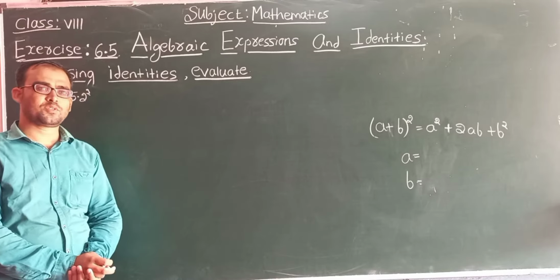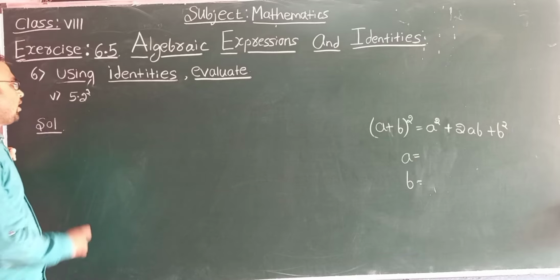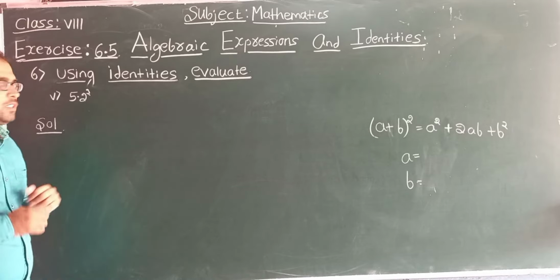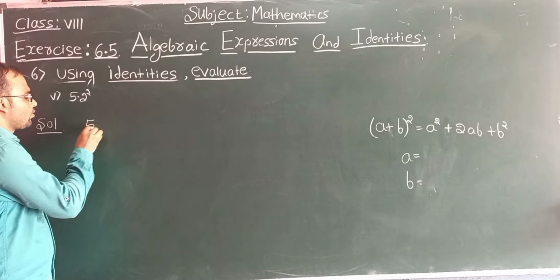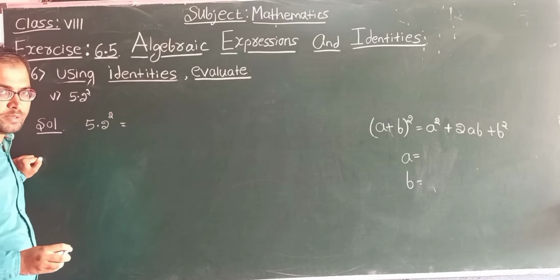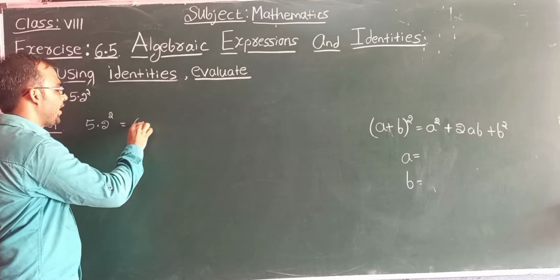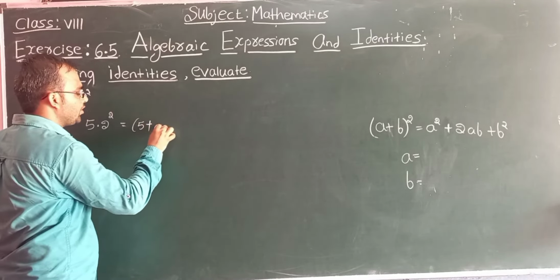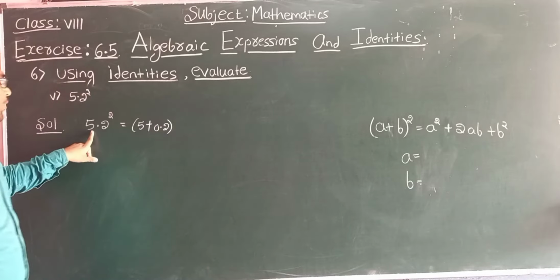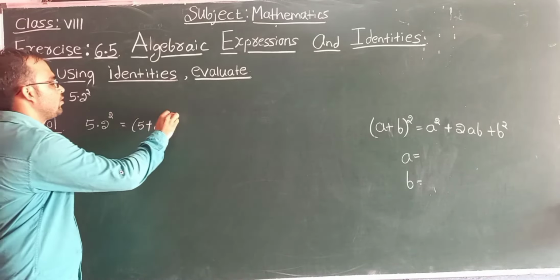Students, now let's solve the fifth question. Here, what have they given? 5.2 square. Now what we need to do? We need to find the value of this number. So students, 5.2 square can be written in the form of (a plus b) whole square. This 5.2 can be written as 5 plus 0.2, and square.